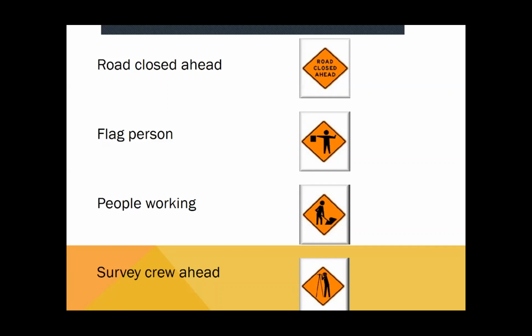Here's another one, a survey crew ahead. Maybe there's no active construction going on the road. Maybe the road's fine and everything's going well, but this sign is showing you that there could be surveyors really close to the road taking measurements, and they're not necessarily paying attention to all the cars going by. They could be distracted trying to do their work as a surveyor. So that's where you need to be a responsible driver and make sure you're paying attention to everybody and all the active work going on the road.